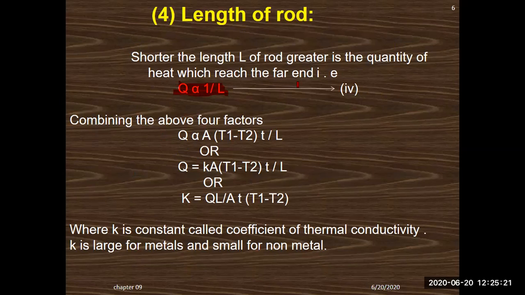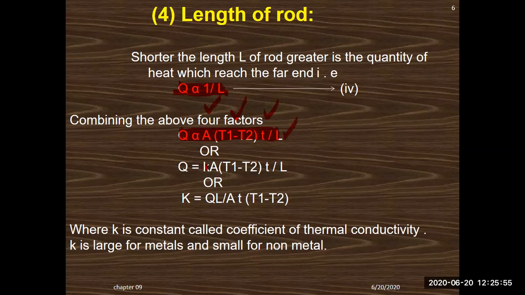So you have combined all these four together. If you look at the transfer of heat which takes place from one end to the other end, this transfer of heat Q is directly proportional to A, the area of cross section. It is directly proportional to the temperature difference between the two ends. It is directly proportional to the time taken. If more is the time, more heat will be transferred. And it is inversely proportional to the length of the conductor.